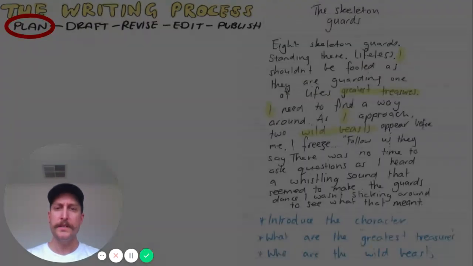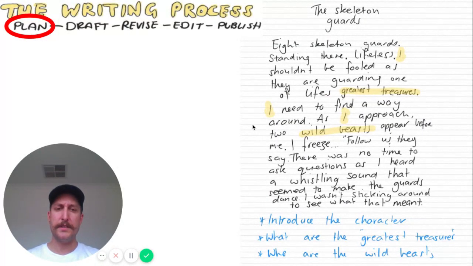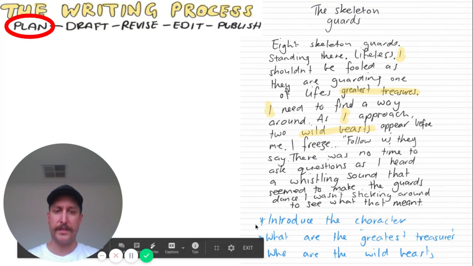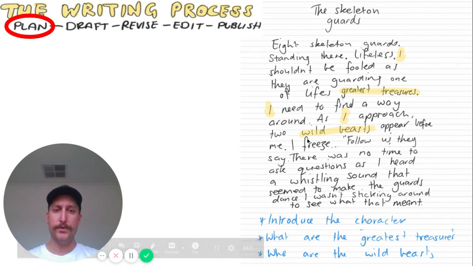This next entry is slightly different because I thought this entry was actually on its way to being a good story. I just needed to develop the ideas further. So I thought that I might need to introduce the character instead of just using the word I. I might need to explain what I meant by the greatest treasures, and I might need to talk about who the wild beasts were as characters in that story. So that is another way that you can mine or develop ideas further.